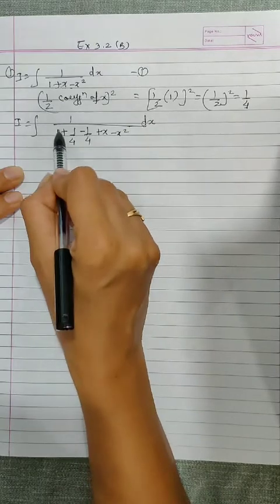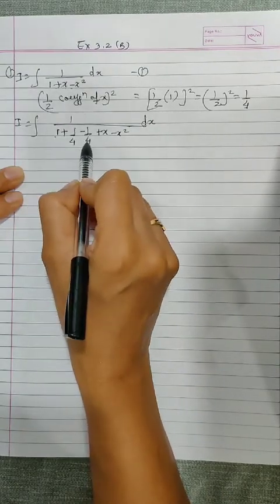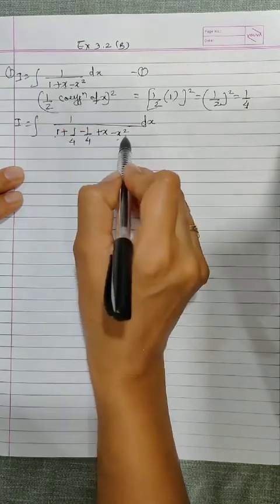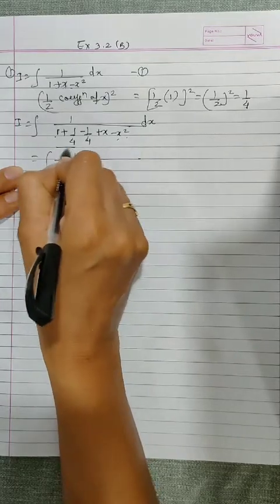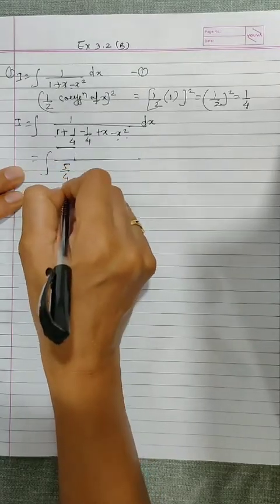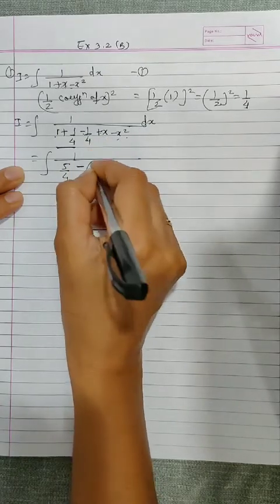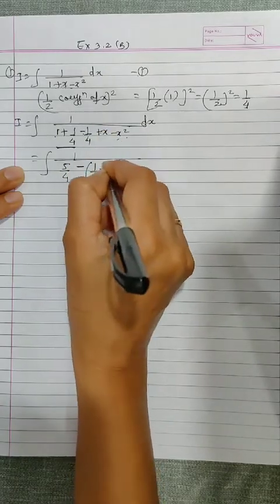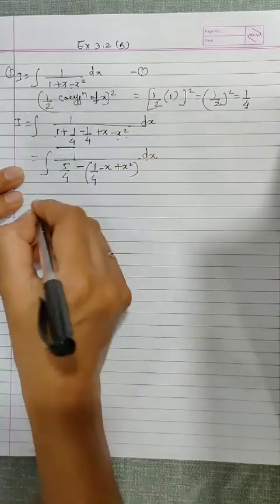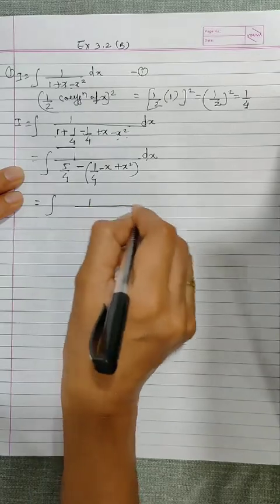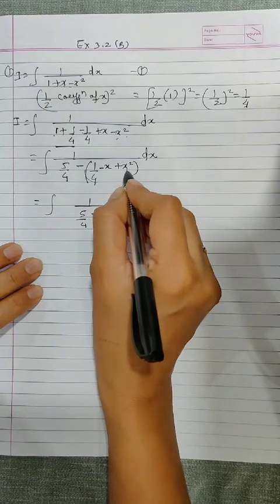See here students, this term is as it is. I have added 1 by 4 minus 1 by 4 plus x minus x square. This is equal to, now 1 plus 1 by 4 means 5 by 4. Now take out minus common, so it will become 1 by 4. This plus x will become minus x, minus x square becomes plus x square, and dx, equal to 1 upon 5 by 4.